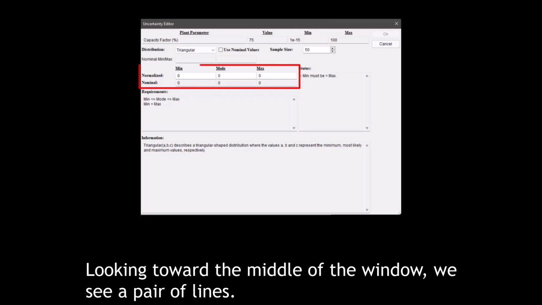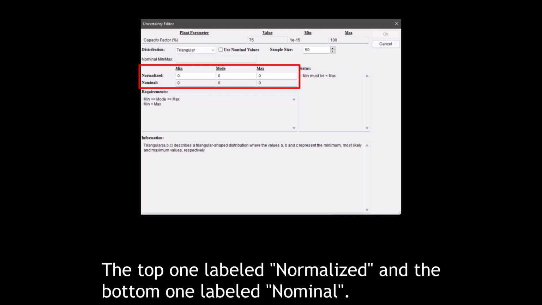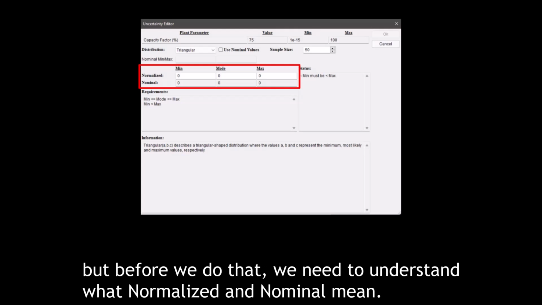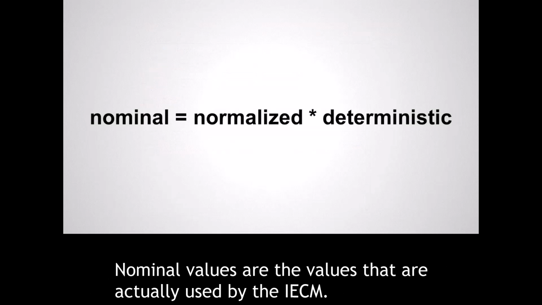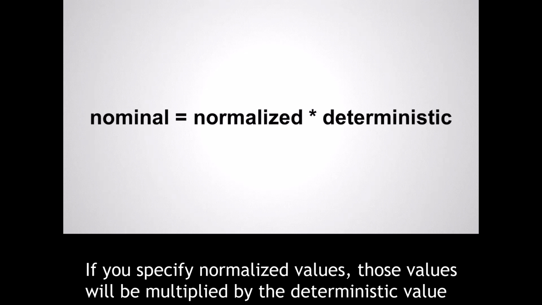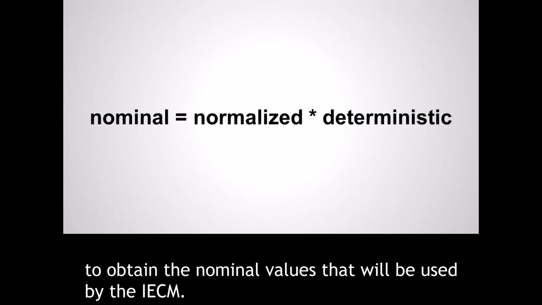Looking toward the middle of the window, we see a pair of lines, the top one labeled normalized, and the bottom one labeled nominal. This is where we'll enter the values that define our distribution. But before we do that, we need to understand what normalized and nominal mean. Nominal values are the values that are actually used by the IECM. If you specify nominal values, they will be used as is. If you specify normalized values, those values will be multiplied by the deterministic value to obtain the nominal values that will be used by the IECM.